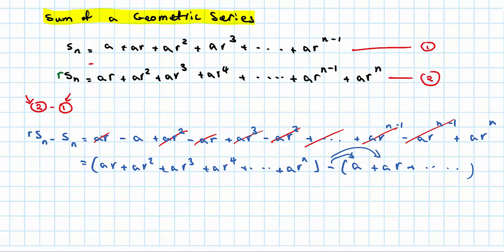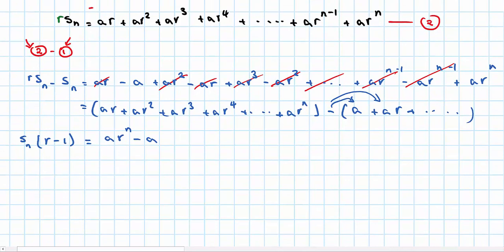So let's clean this up. I can take a factor of Sn from the left hand side, that's r minus 1, and I can rewrite the right with ar to the n at the front, so I have my minus coming afterwards, and I can now divide both sides by r minus 1. Take a factor of a out: a times r to the n minus 1 all over r minus 1. So that's one of our formulae. That's one possible option.